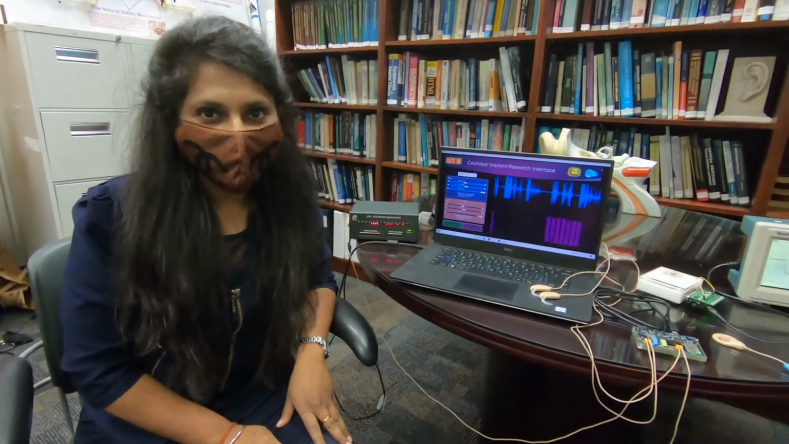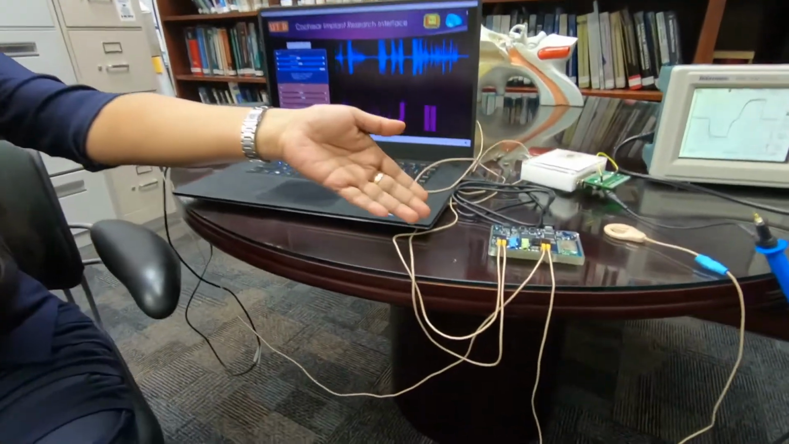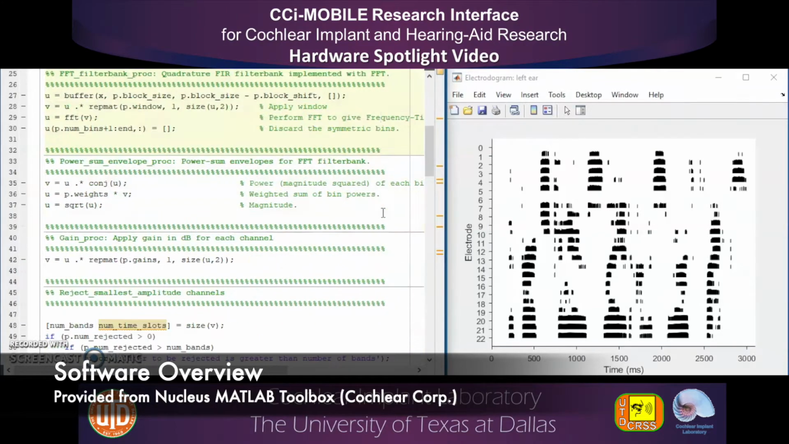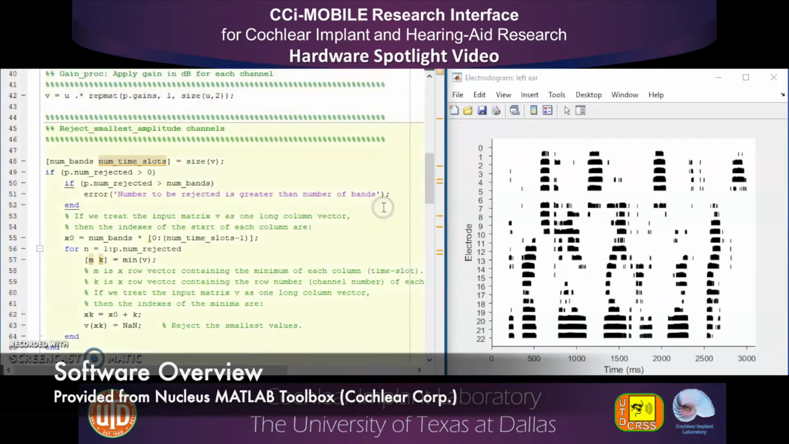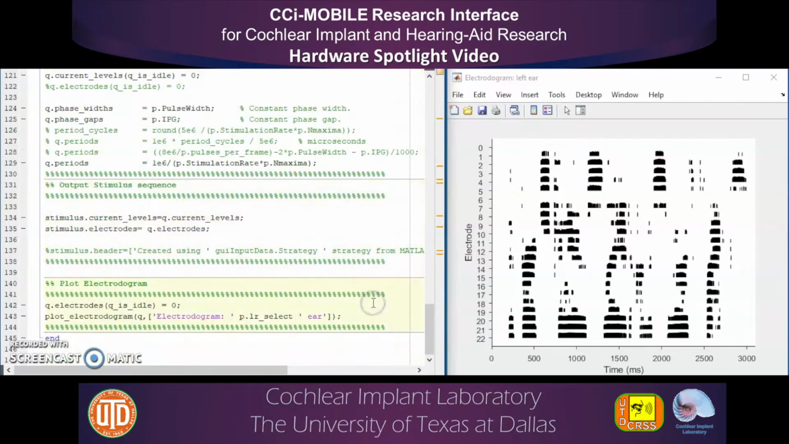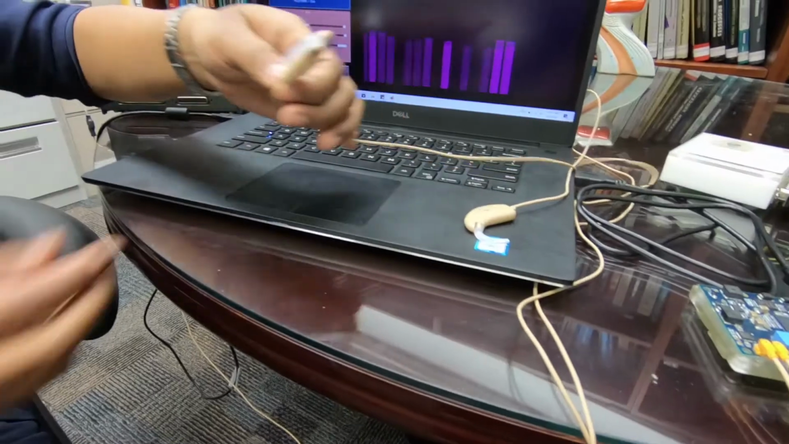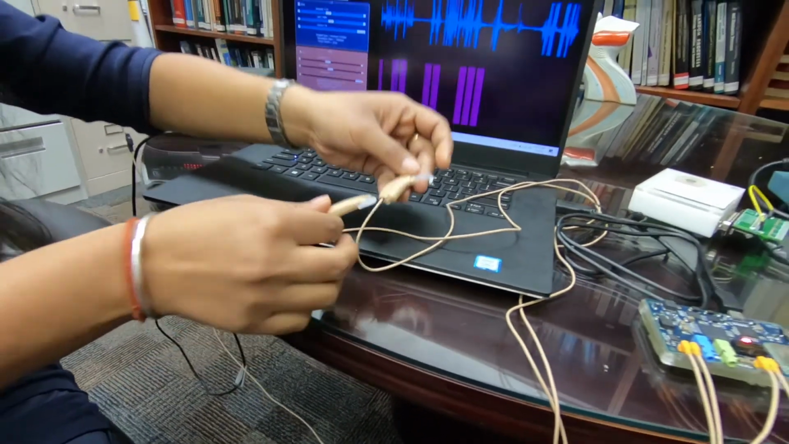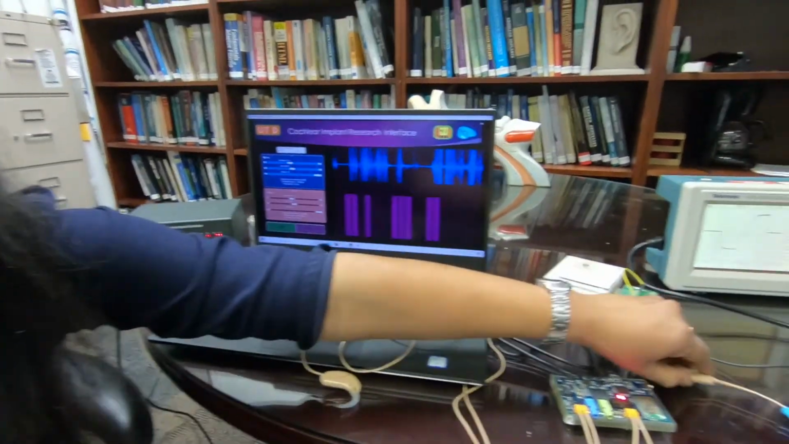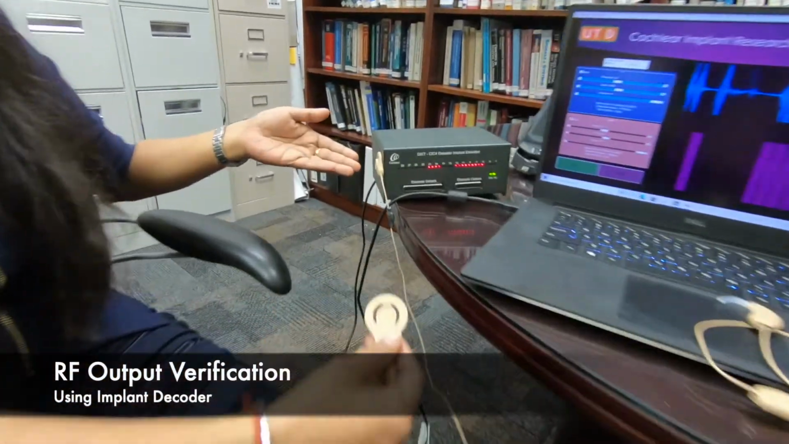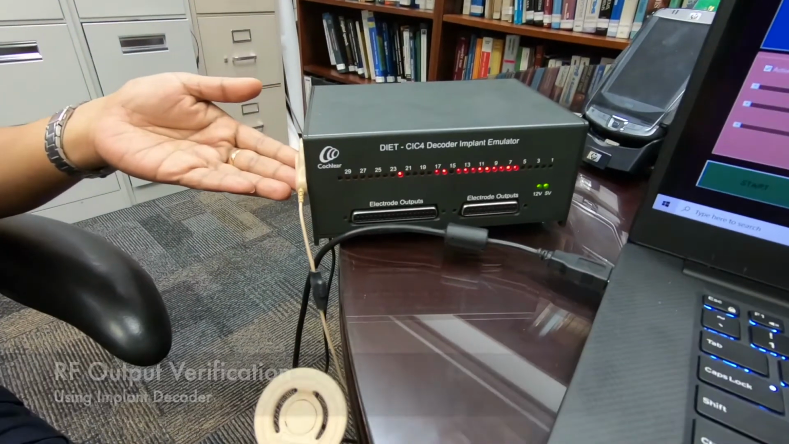Now, let's take a look at a demonstration of the CCi-MOBILE working in real time. The electric-only board shown here is running a version of the Advanced Combination Encoder, or the ACE strategy, via MATLAB, a high-level programming language. When you speak into the behind-the-ear microphones, you can see the excitation of the electrodes from the coils on the RF decoder. The blinking LED shows which electrodes are being excited at any current moment in time.